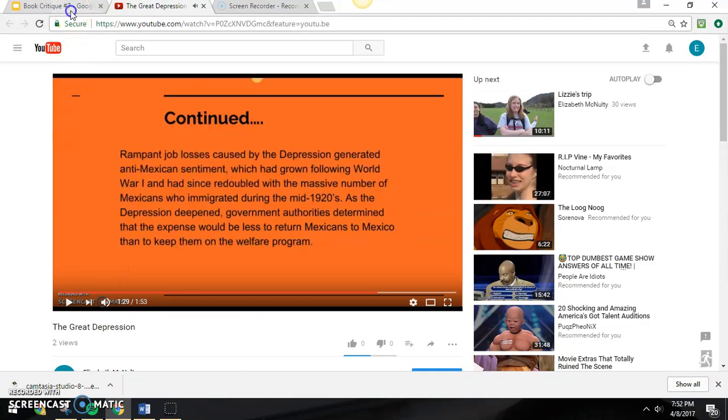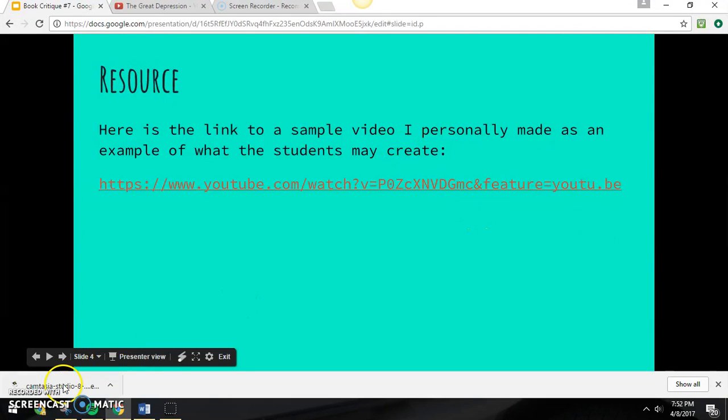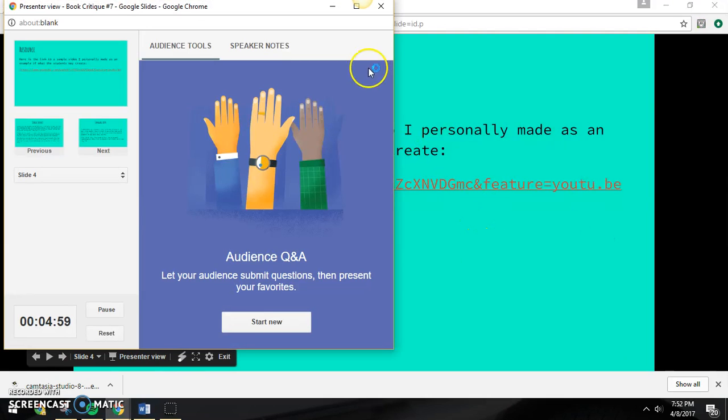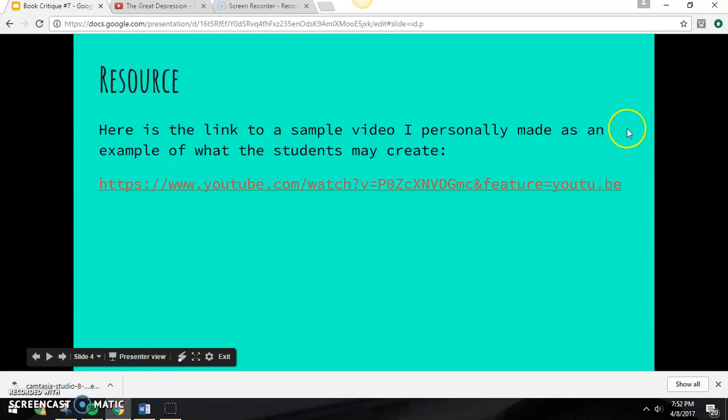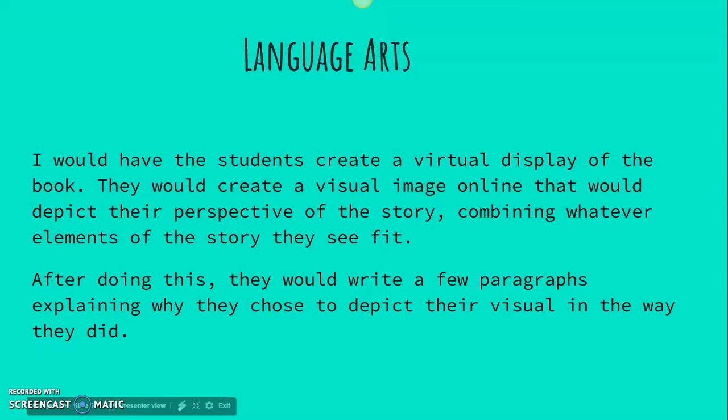So you get the gist of what an example would look like. For the language arts lesson, I would have the students create a virtual display of the book. They would create a visual image online that would depict their perspective of the story, combining whatever elements of the story they see fit. After doing this, they would write a few paragraphs explaining why they chose to depict their visual in the way that they did.